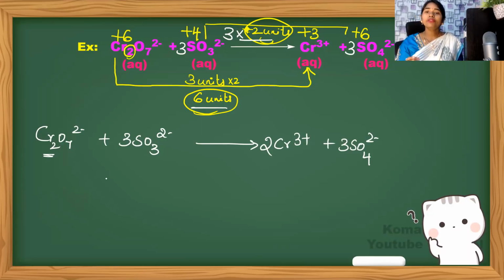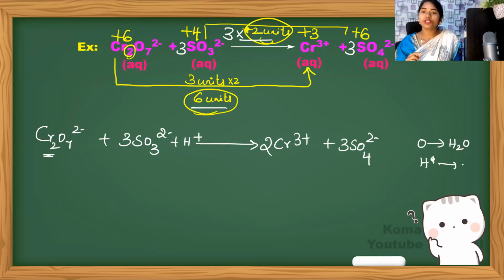And then I have to balance oxygen and hydrogen. In the question itself it is given that this reaction is taking place in an acidic medium. Whenever a reaction is taking place in acidic medium, we have to take H+ towards the right hand side, and then balance oxygen atoms. Do you remember the last, fifth point, which is the most important point? To balance oxygen, we have to take a water molecule. To balance hydrogen, we have to add H+ ion.